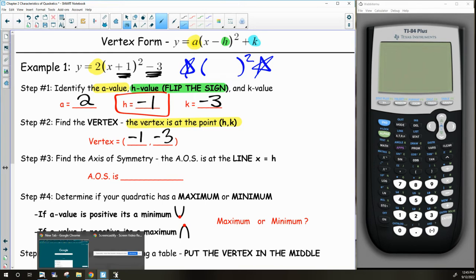So if we went to our graph and we went to the left 1 and down 3 and plotted our point, that would be either the tippity top or the bottom of the quadratic, right in the middle.